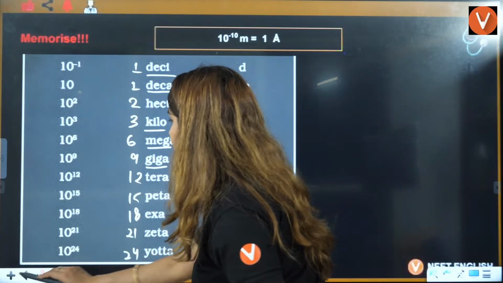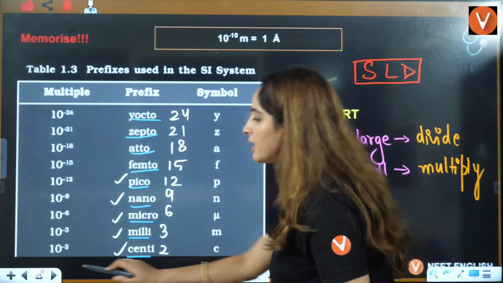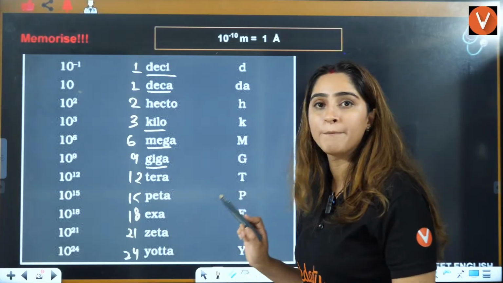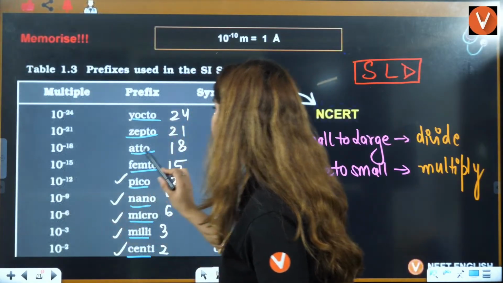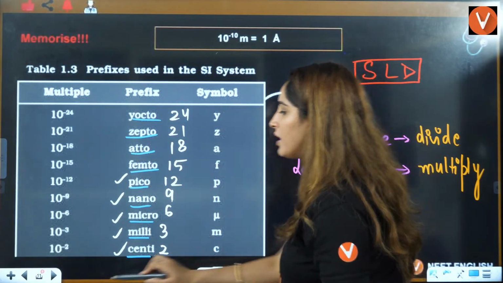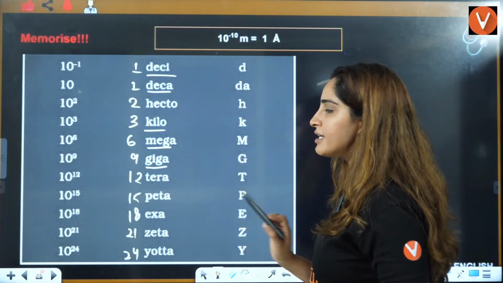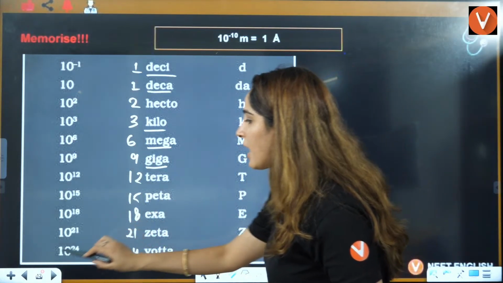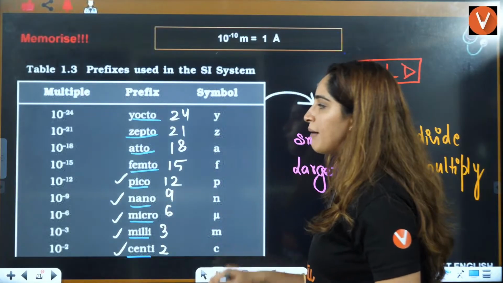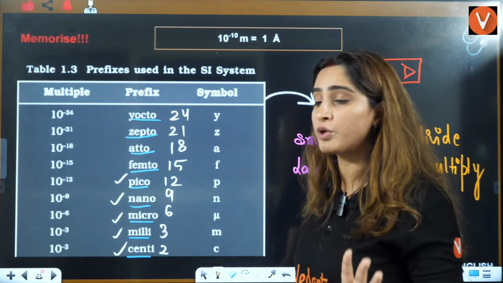When it is zepto, it is smaller. When it is zeta, it is bigger. Right? When it is atto, it is smaller. When it is exa, it is bigger. This is peta, which is bigger, and femto is smaller. This is all you have to remember.